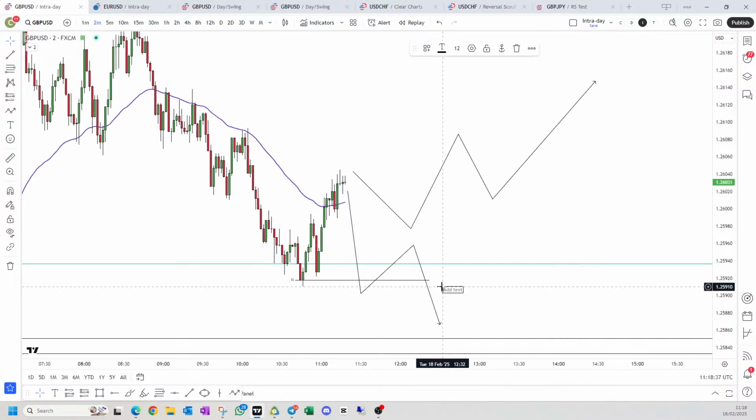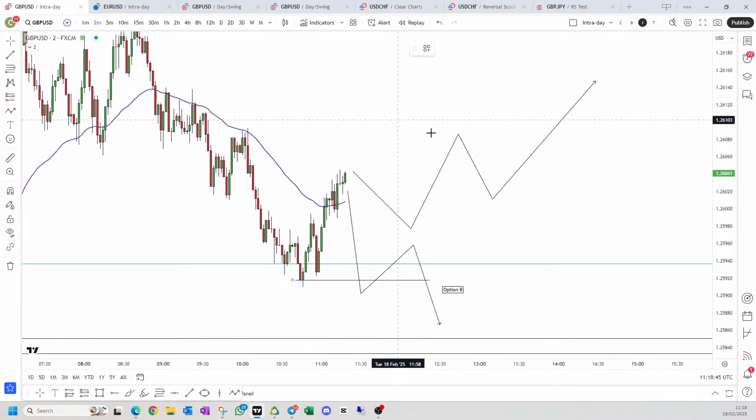So let's go option B, or option A. For now, we wait. There you go. For now, we wait. Trading is not always about executing. Sometimes you just got to wait and let price come to you, and that's what we're dealing with here.